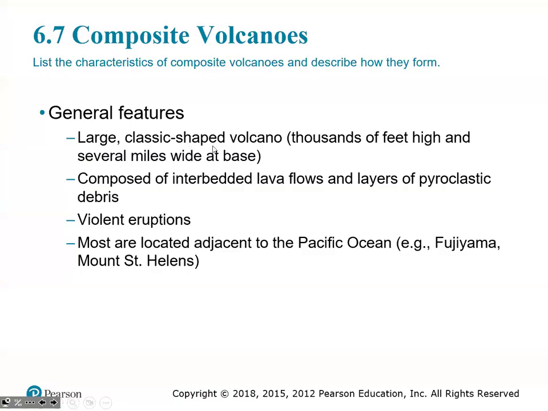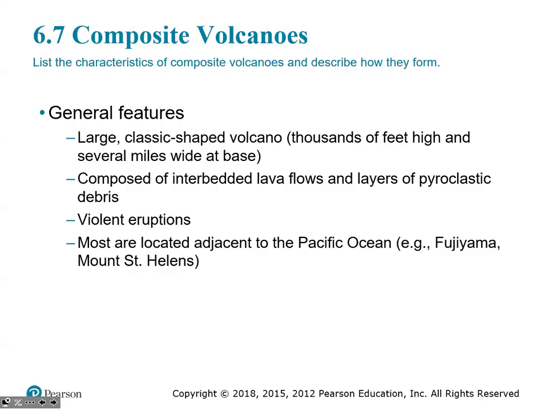The next type of volcano is a composite volcano. These are the classic steep conical volcanoes that you think of when you think volcano. Like, this is the kind of volcano that a little kid draws. The large classic shaped volcano, thousands of feet high, several miles wide at the base, more or less conical. It's composed of interbedded lava flows and layers of pyroclastic debris, and tends to have violent eruptions.